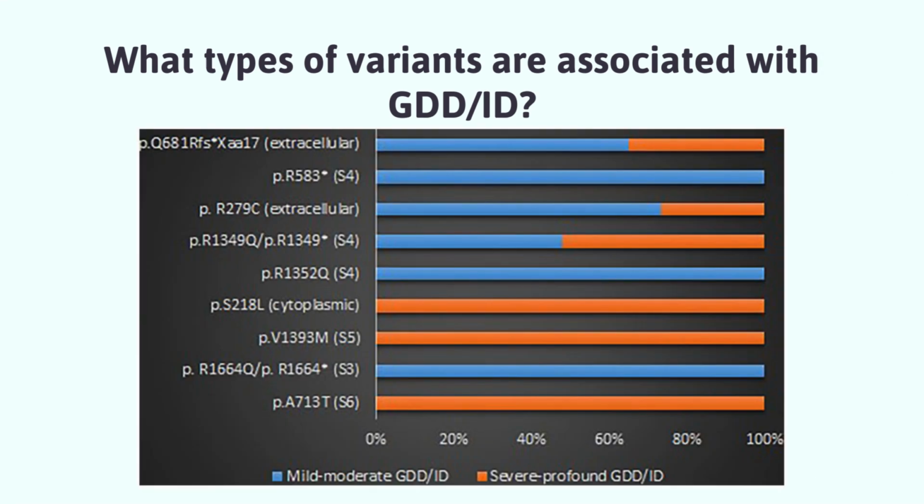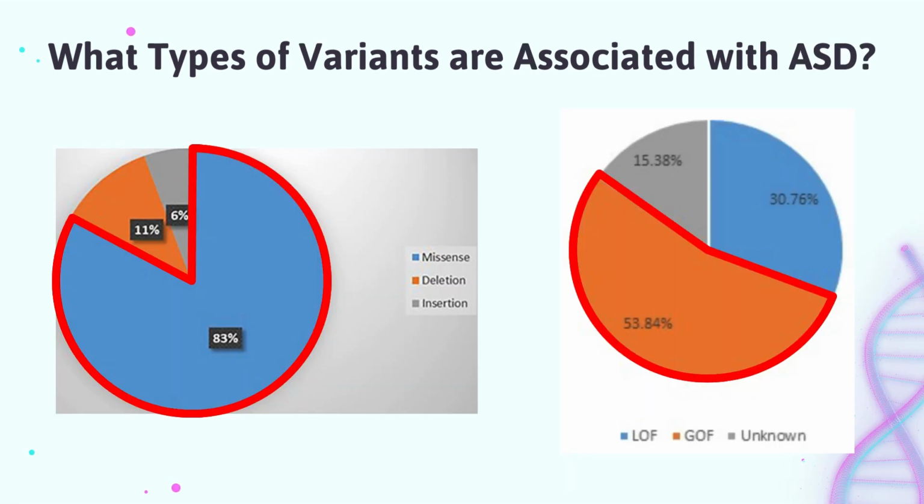This graphic reiterates the pattern found in the last slide, this time looking at the severity of GDD and ID in recurrent variants. For example, you see more orange, which represents severe GDD and ID in mainly gain-of-function variants. You see more blue, which represents mild to moderate GDD and ID in mainly loss-of-function variants.